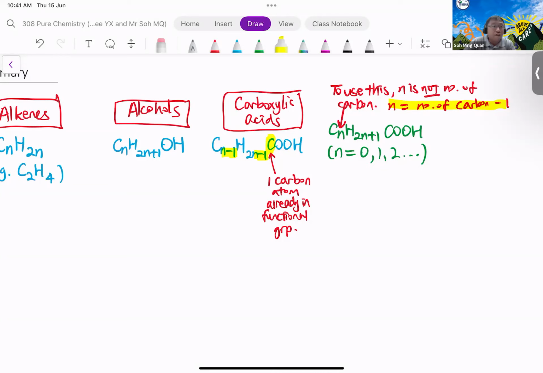Okay, moving on to the functional groups of each of the homologous series. So you have learned that the functional group is a group of atoms which gives the members of the homologous series its unique chemical properties, right? So every homologous series will have its own unique functional group, all right? So now we're going to move on to functional groups.